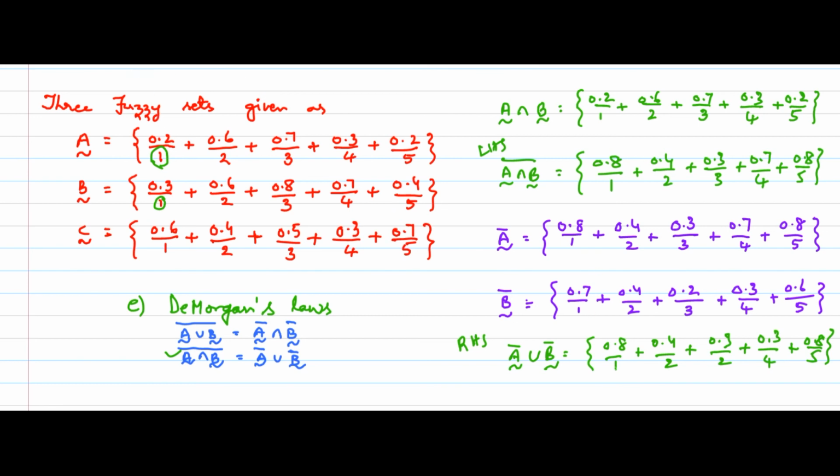So for x equal to 1, the maximum out of 0.8 and 0.7 is 0.8. For x equal to 2, it's 0.4. For 3, it is 0.3, and for 4, it is 0.7. Now just compare the right hand side with the left hand side. It is 0.8 for x equal to 1, 0.4 for x equal to 2, 0.3 for x equal to 3, 0.7 for x equal to 4, and 0.8 for x equal to 5. Therefore, I can say that De Morgan's law is proved.